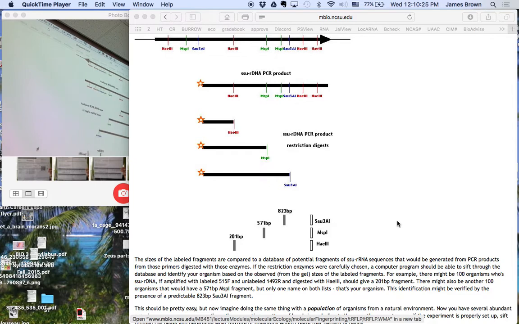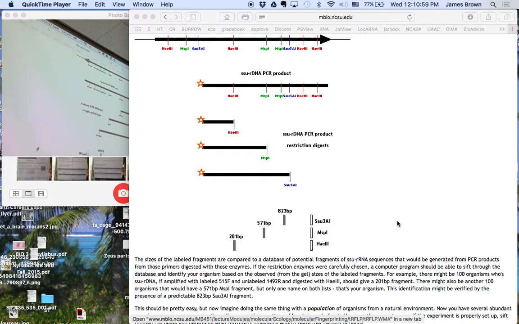Now, for this experiment to be useful, it's absolutely critical that you are intelligent and thoughtful about how you choose the primers and how you choose the restriction enzymes. Because the hope is that for every organism in your sample, you get a different banding pattern. And so, for example, in this case, the HhaI gives you a single very small fragment, MspI gives you a 571, and Sau3AI gives you an 823. And that pattern of bands is unique to that sequence.